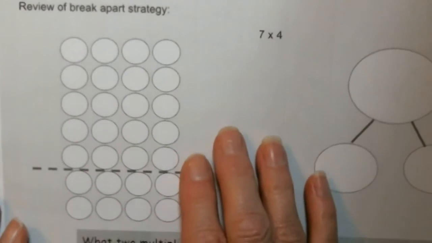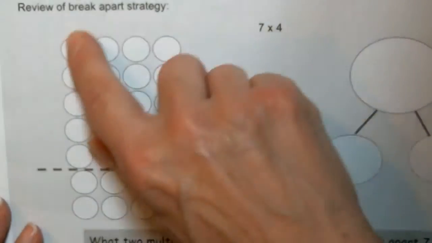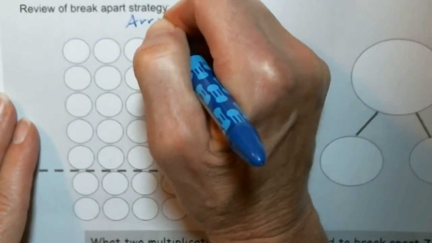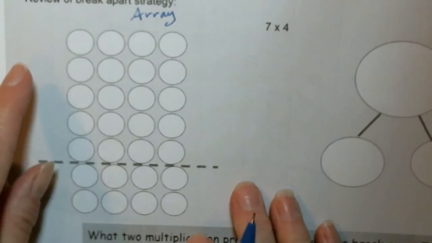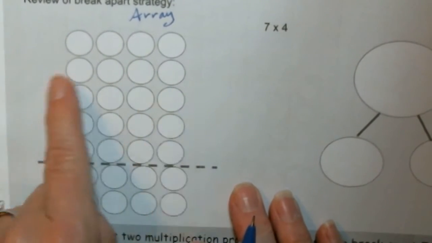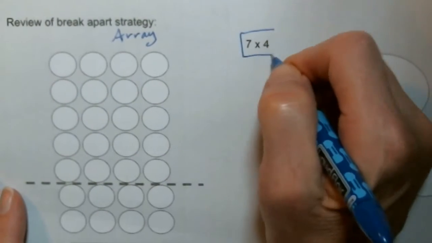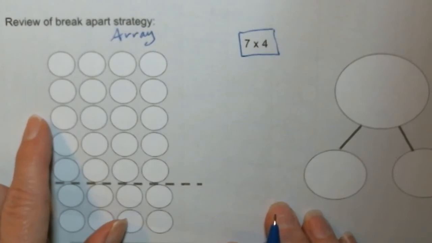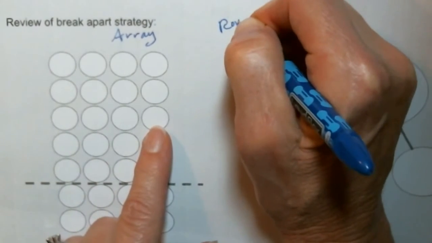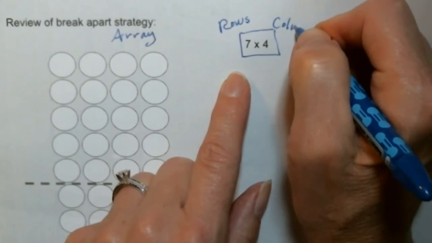Okay, so to begin, this is called an array. We have columns and rows. And when you write a multiplication problem to represent this array, you are doing rows times columns.